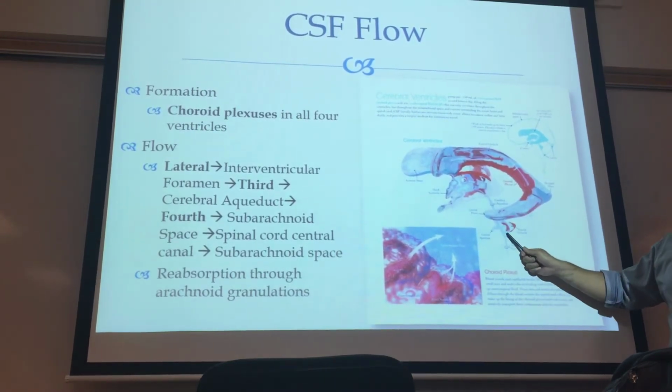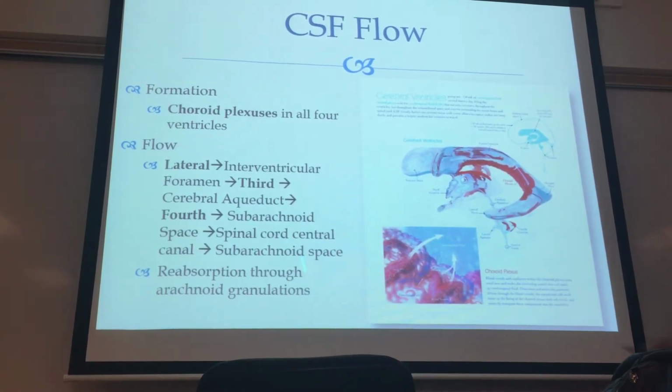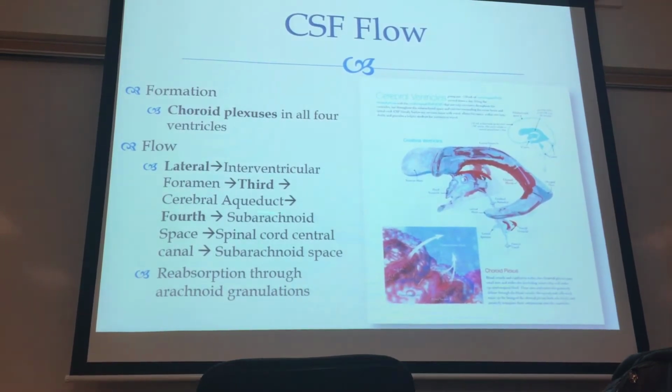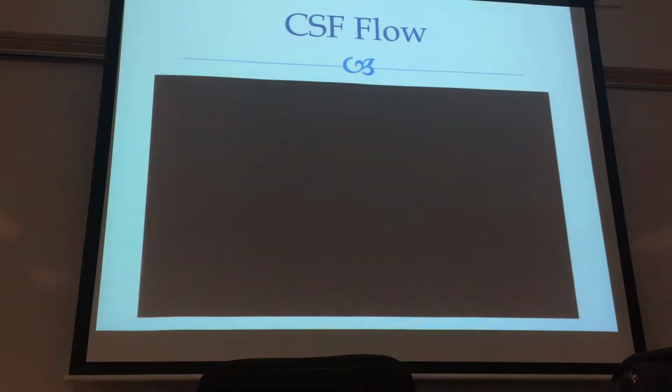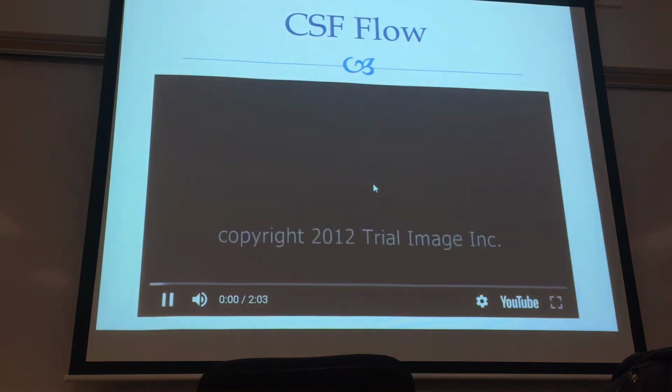So once it makes its way into the fourth ventricle, then it's going to make its way out into the subarachnoid space, down to the spinal cord, all the way down, and then make its way back up to the subarachnoid space. I know it looks like it's being mentioned twice, but I've got a video that will show you the flow of that. And the final destination is the arachnoid granulations, where it can make its way back into the venous system to be absorbed back into the bloodstream. So let's play this video real quick. That will show you what's taking place.